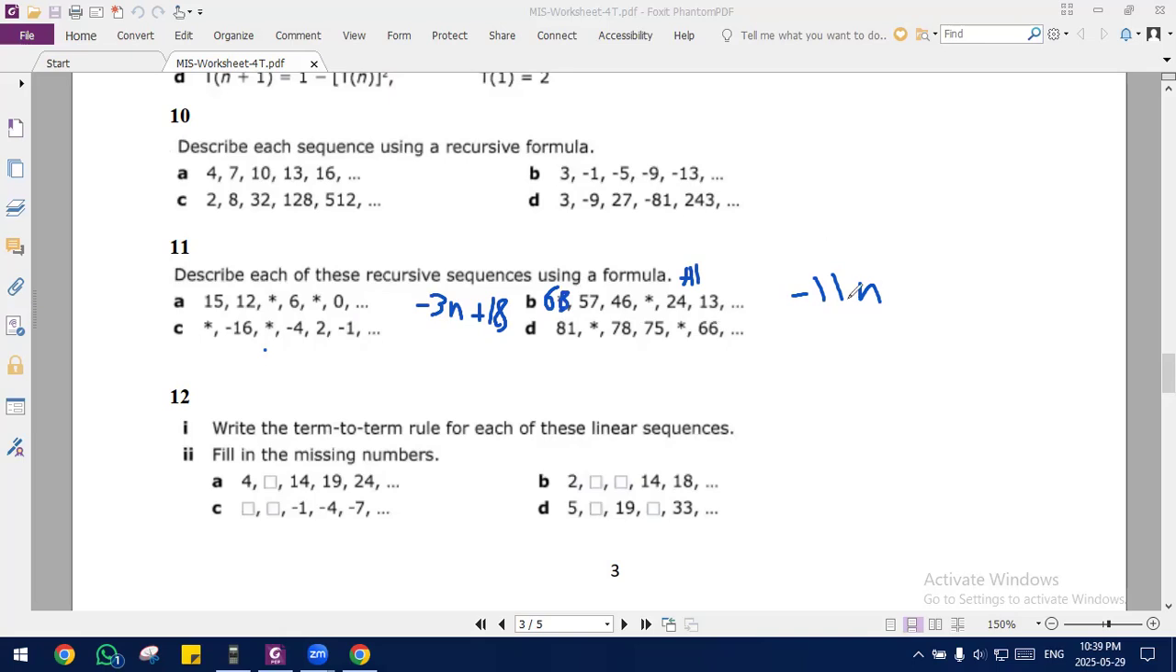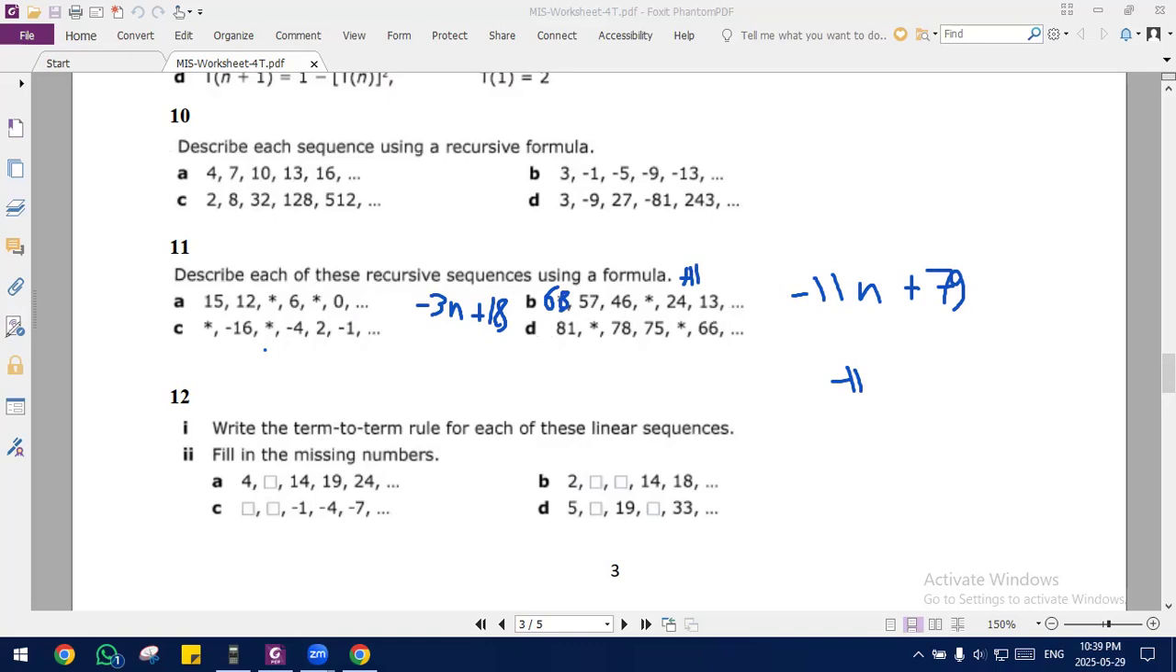Now we try minus 11 times 1 is minus 11. How much do I still need to make it 68? We need plus 79 to make it correct.